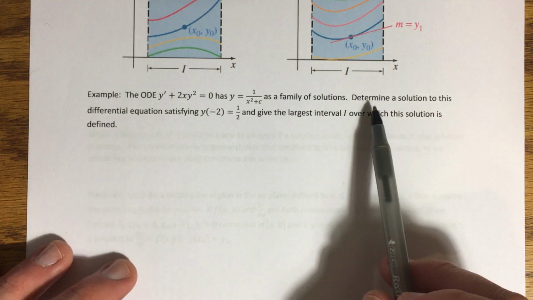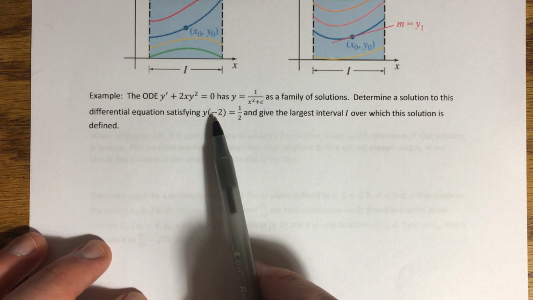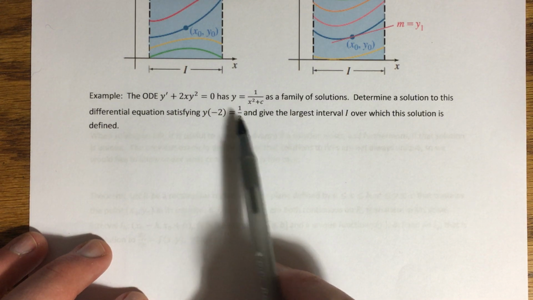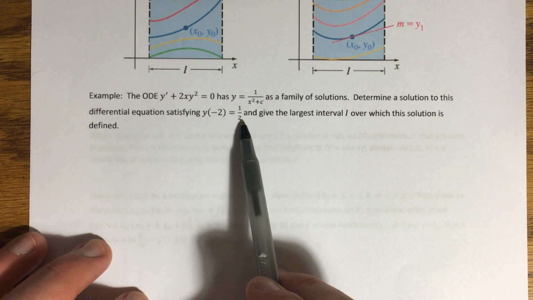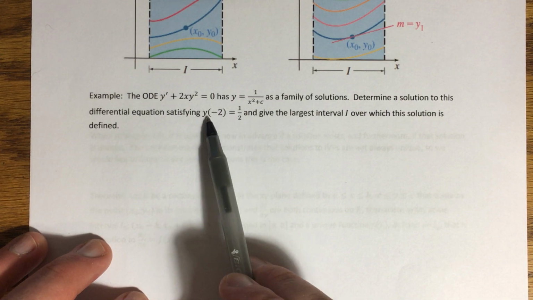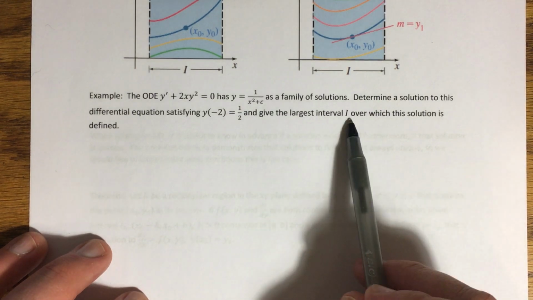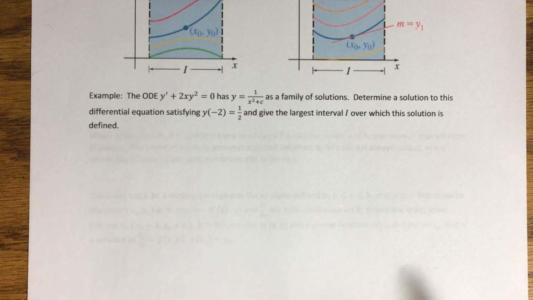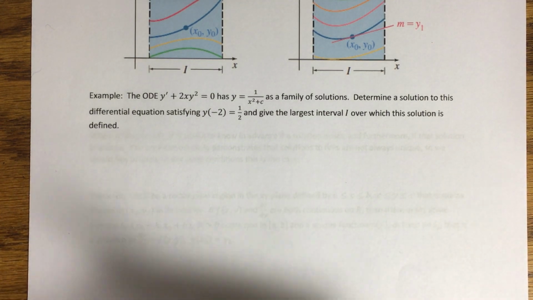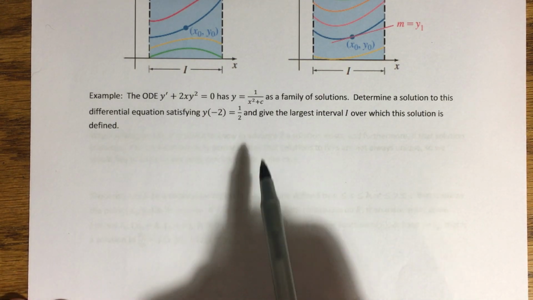Okay? Now it says determine a solution to this differential equation satisfying y of negative 2 equals 1/2. This is an initial condition. Okay, we're given an input and a corresponding output that would come with whatever the correct function is that we're looking for. And then it says give the largest interval I over which the solution is defined. Remember, solutions to differential equations come with these intervals of validity that we talk about. So there's a couple of things that we need to do here.